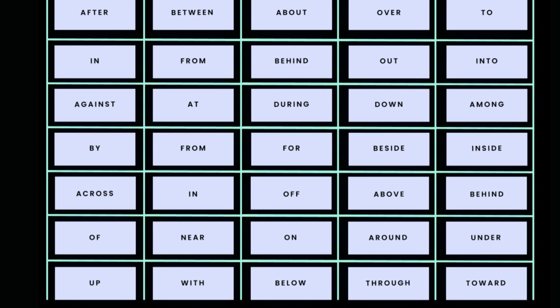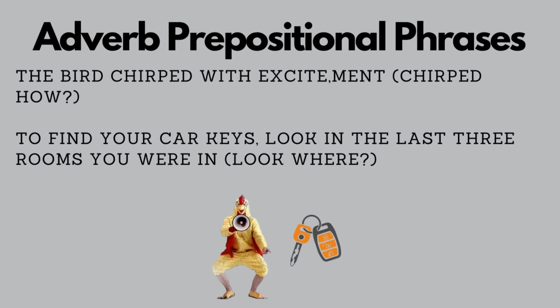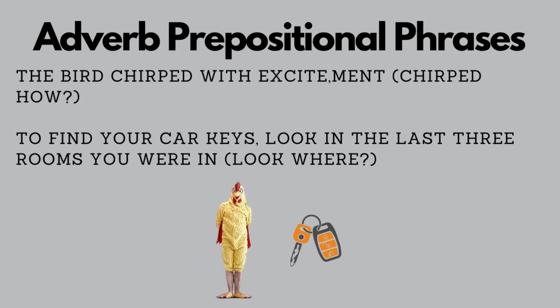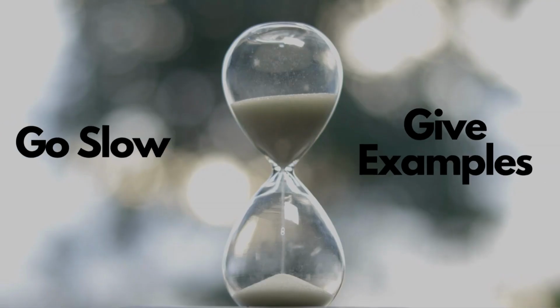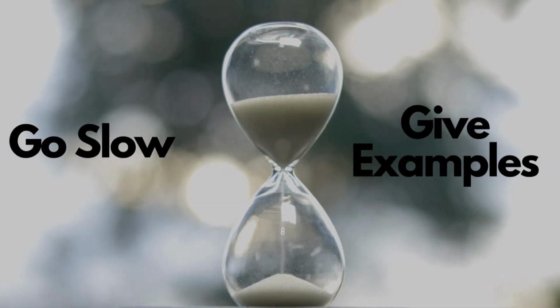But this is going to take a little bit more explanation because you have adverb prepositional phrases like you have here. The bird chirped with excitement. Chirped how? To find your car keys, look in the last 3 rooms you were in. Look where, right? So go slow, give examples, really use some mentor sentences, be the expert teacher, and explain this to your kids, and then get into the purpose.